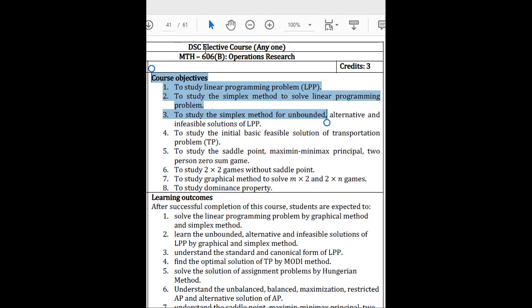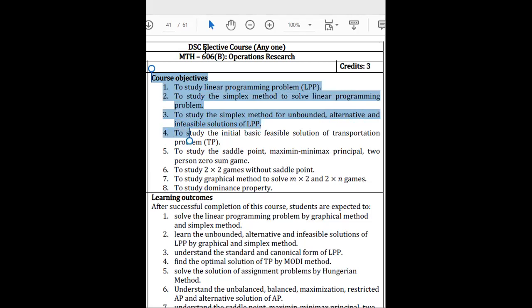Unbounded means a variable x1 can take any value. We say that it is an unbounded solution when a certain variable can take any value. In that case, that solution is an unbounded solution. Then alternative solution, that is the problem has more than one solution with the same optimum cost. Infeasible solution, that means a solution does not exist.